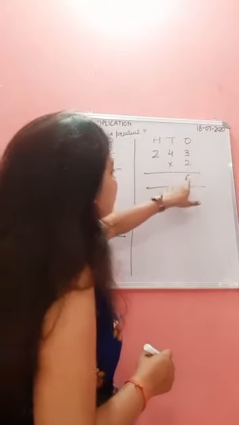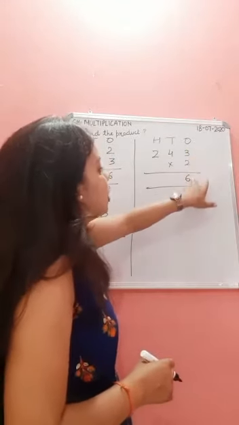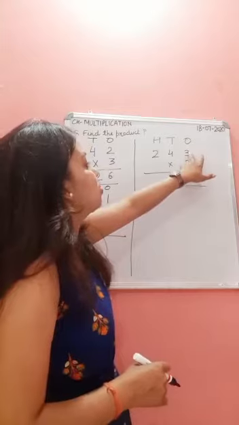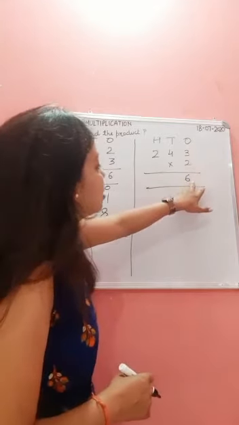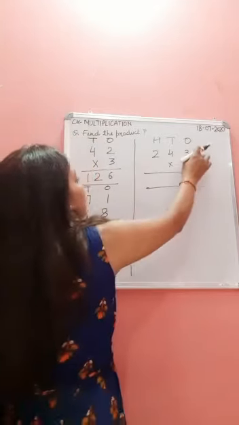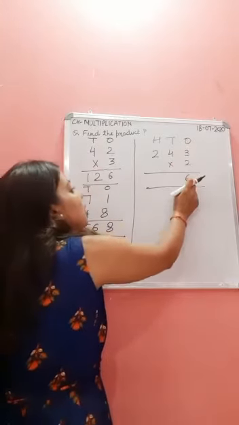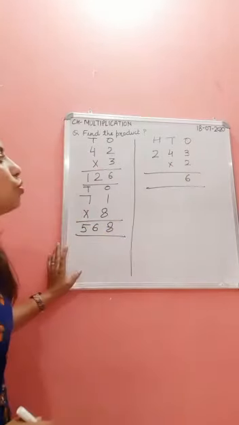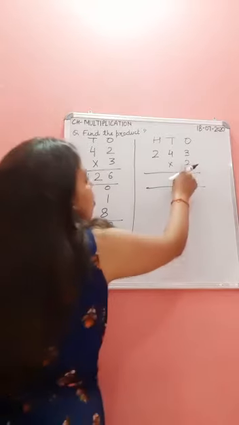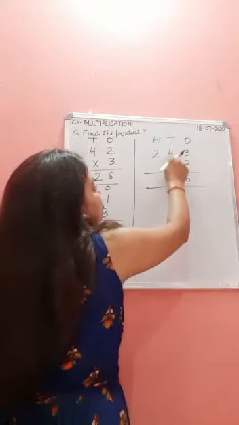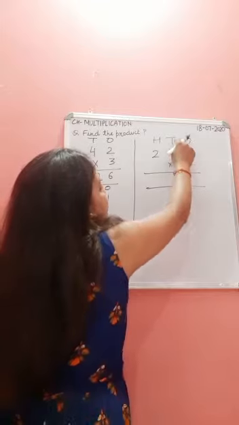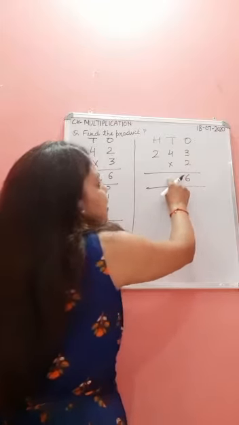2 3s are 6. 6 is on the ones place because 3 is on the ones place. So after multiplying these two numbers, the answer will be written on the ones position. Okay, so 3 2s are 6. Now 4 is on the tens place, so you will write the answer on the tens place only.